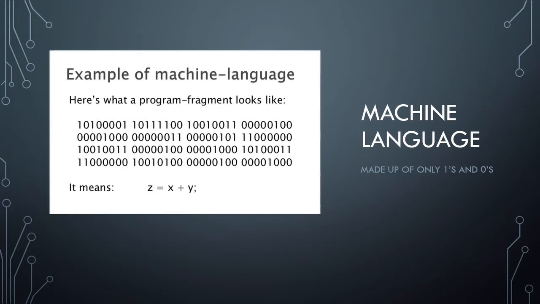And even this 4-line program fragment only means this equation. This fragment right here simply represents z equals x plus y. So you can imagine if you had to write an entire program using machine language, it would take a very long time and it would be very tedious.